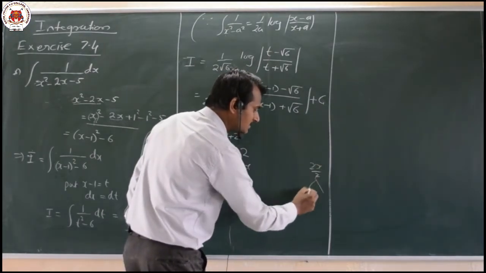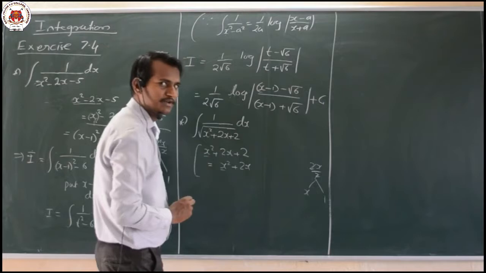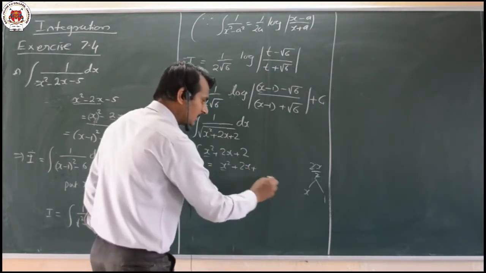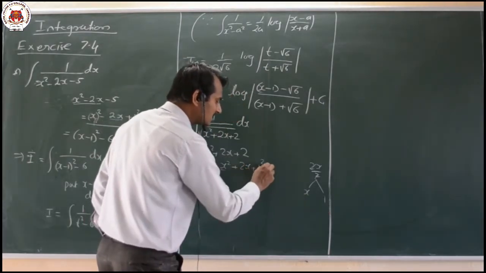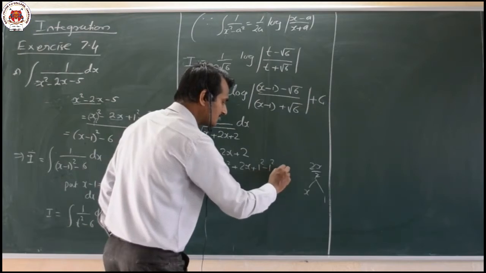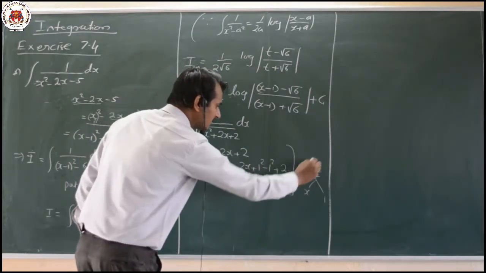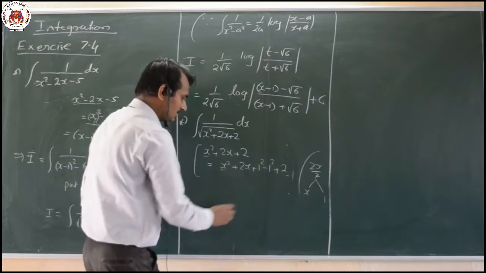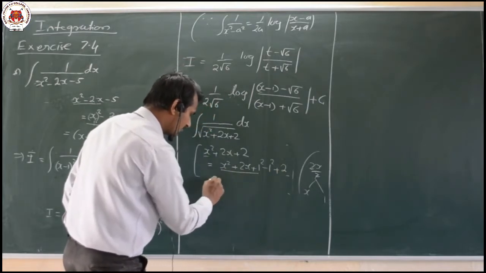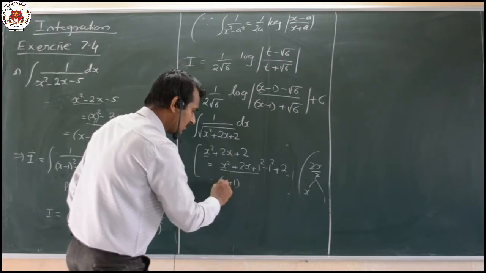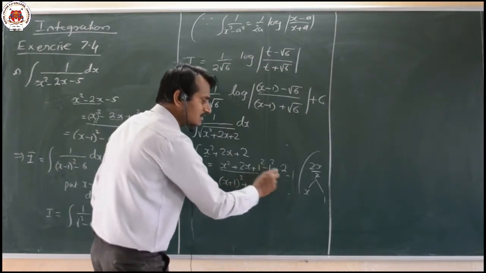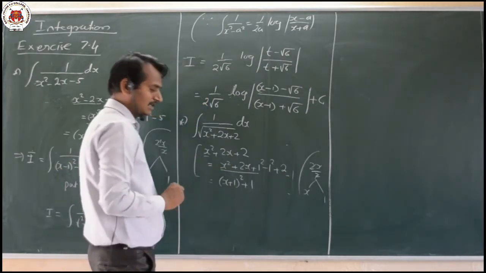What is the remaining part? X into 1, I will write down the 1 value. Now here I have to add and subtract 1 square, plus 2. So what we get here is, this underlined portion is x plus 1 whole square, then minus 1 plus 2, that is plus 1, I will get.